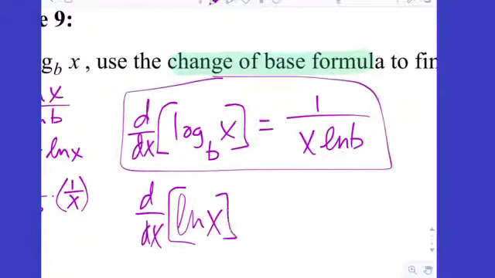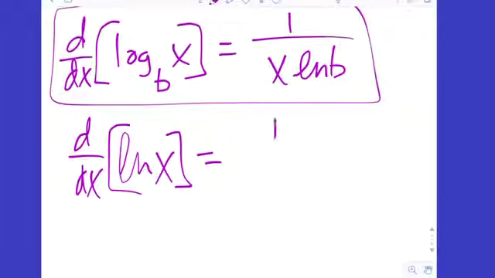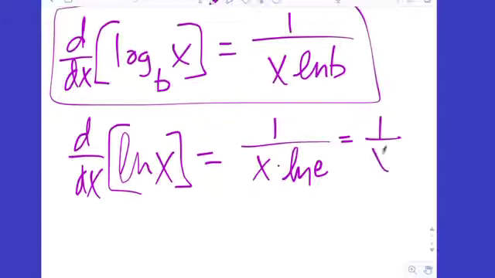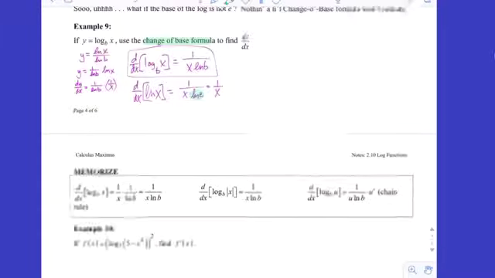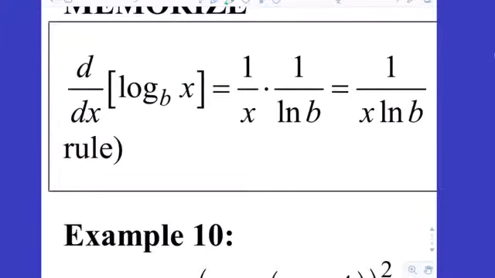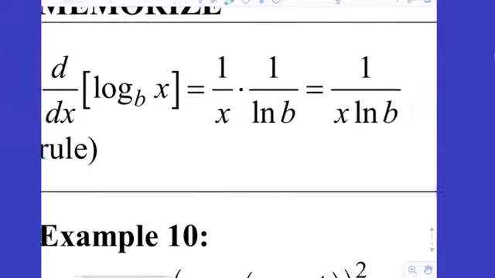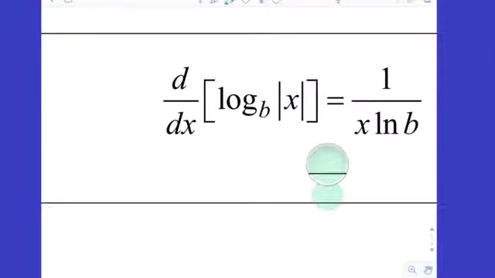Let's try it out with the natural log of x. It should be 1 over x, and in the denominator times the natural log of the base. What's the base of the natural log? E. What's the natural log of e? 1. So the natural log is the only one that's just 1 over x. Everything else is going to have a natural log of a base in the denominator, with the 1 over blob. So here we go. Memorize. Derivative of log base b of x is 1 over x natural log of b. What if the absolute value were there?